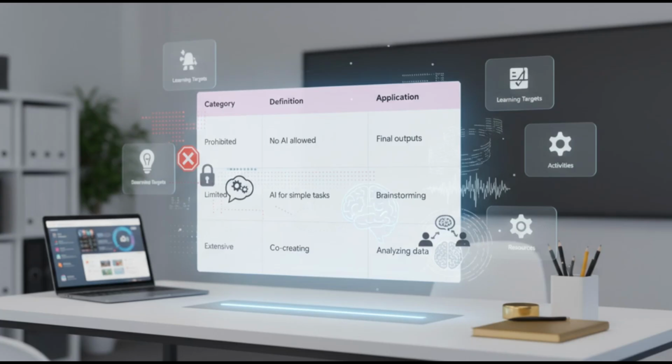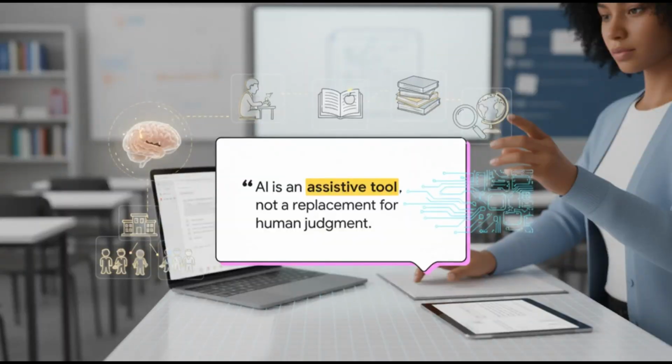You have to define this super clearly for your students, and perhaps most importantly, you must verify every single output the AI generates for your own lesson plans. AI is incredible for speed, for sure, but it completely lacks context. Always remember, you are the experienced teacher. You understand your unique learners, their specific reading levels, and your local community context better than any algorithm ever will. AI is an assistive tool. It is absolutely not a replacement for your professional human judgment.